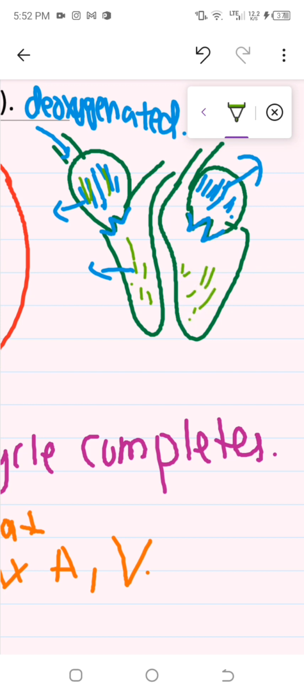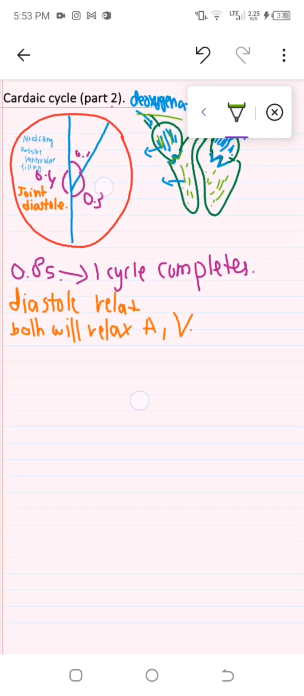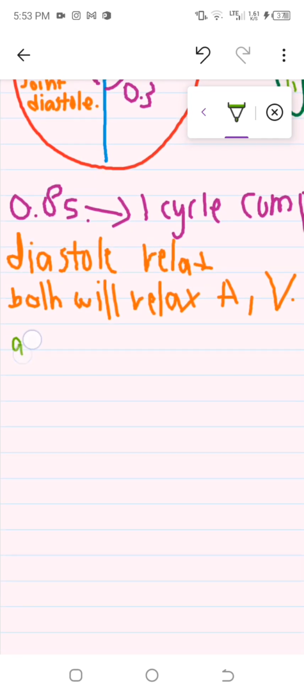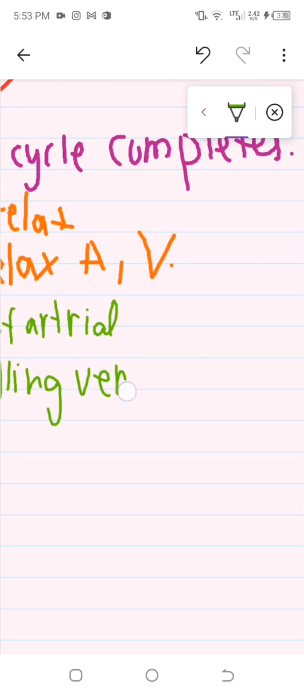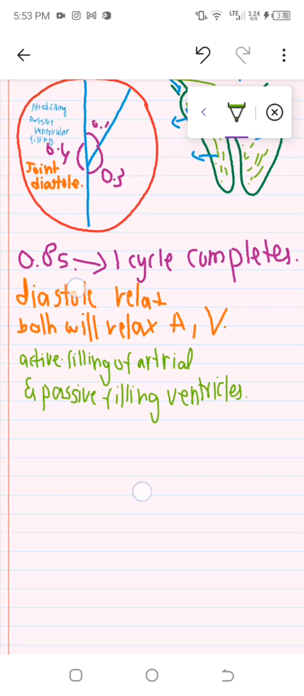आर्टिया ने भी पूरी तरह से कॉन्ट्रैक्ट नहीं किया अपने आप को. सिंपल आर्टिया ने अपना वॉल्व ओपन किया है और ब्लड क्या आया है वेंट्रिकल में आ गया. So this is the passive filling of ventricles. Filling of atria and passive filling of ventricles. Fine.